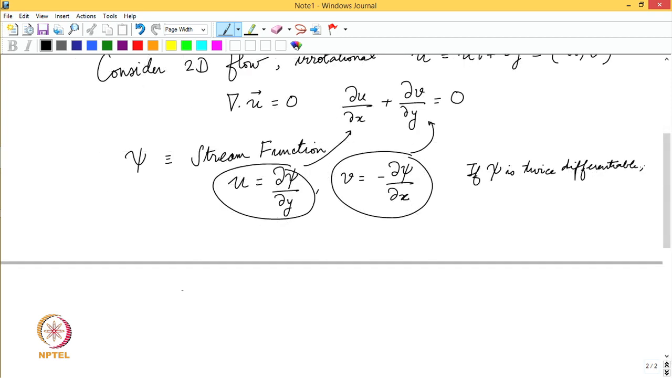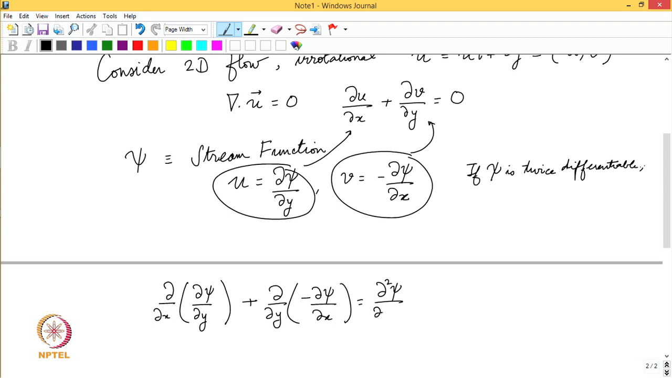what we will get will be d by dx of d psi dy plus d by dy of minus d psi dx, which would be d2 psi dx dy minus d2 psi dy dx, which is 0. So, this formulation of taking velocity components in terms of the stream function psi is such that in 2D flow it automatically satisfies the continuity equation.